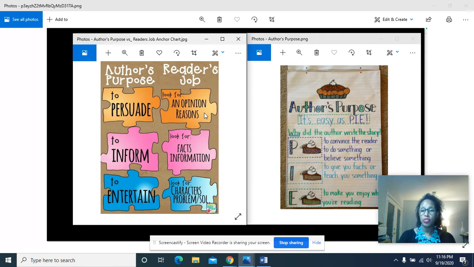And also in entertaining, it's to make you enjoy something. Okay, that's what the writer is trying to do. But you want to look for the characters in there, and you want to look for if there is a problem or maybe a solution. It's something that you're looking for. So all of this is what encompasses the author's purpose. We are looking for the big why this piece was created.